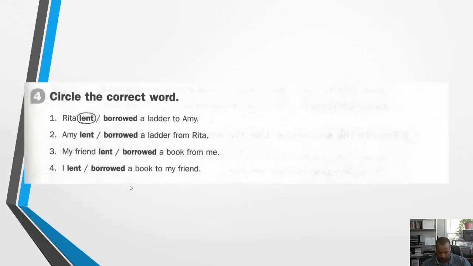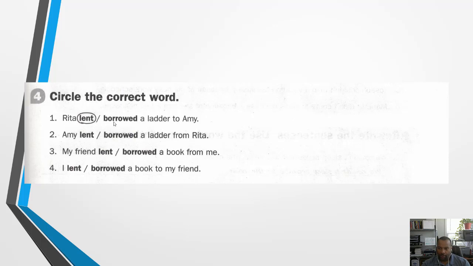Okay, so now we are still on page 31, and we're going to look at number 4. Circle the correct word. So now we're going to be using lend and borrow. We have to figure out the correct word to use between lend and borrow. The first one is done for us.